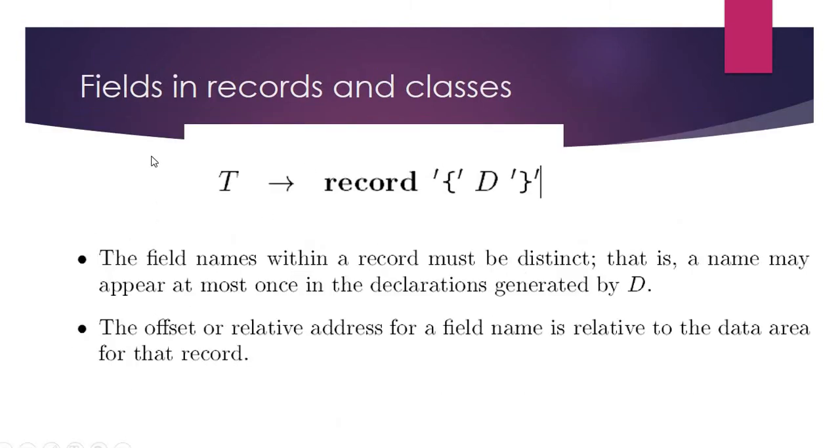So now let us see fields in records and classes. In C programming, we will be using structure instead of record. So instead of record, you can assume that it will be managed for the structure in the same way. The data type declaration produces a record followed by an open curly bracket and the declarations of fields, then a close curly bracket. So within the curly brackets we'll be mentioning the fields.